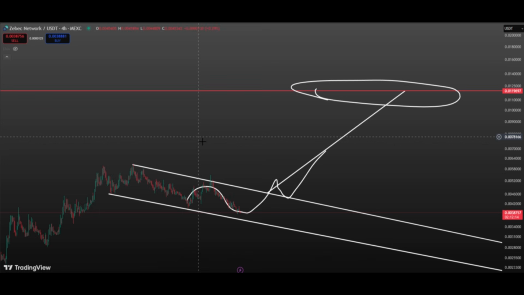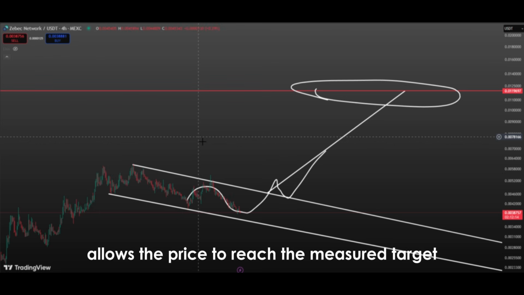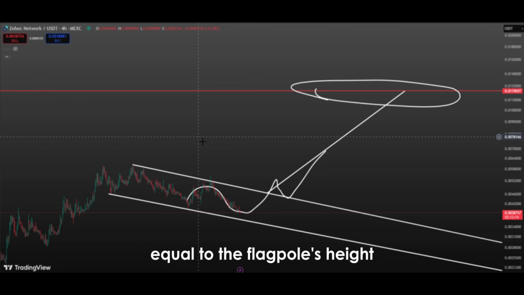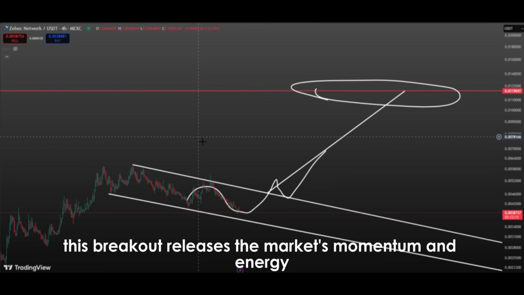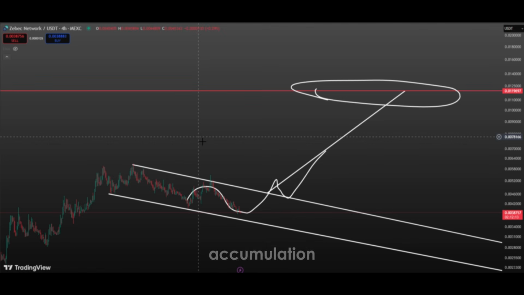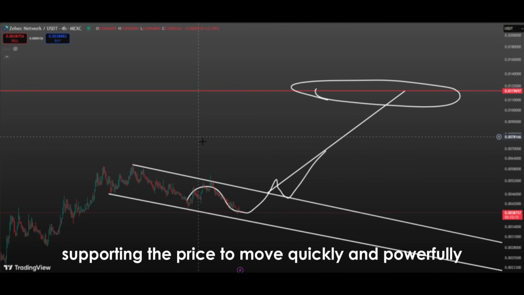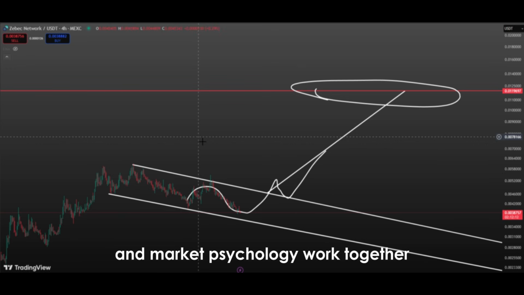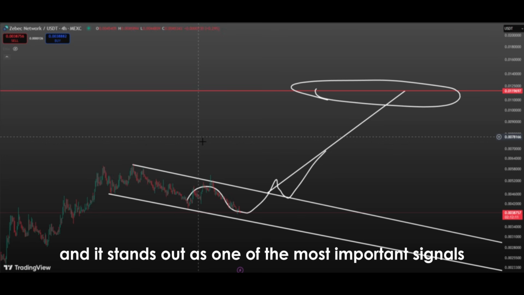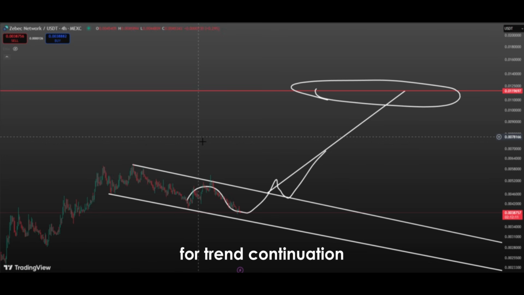trend direction. A break above the upper line allows the price to reach the measured target equal to the flagpole's height and helps investors shape their strategies. This breakout releases the market's momentum and energy accumulation, supporting the price to move quickly and powerfully toward the target. The flag pattern is considered a reliable indicator where technical analysis and market psychology work together, and it stands out as one of the most important signals for trend continuation.